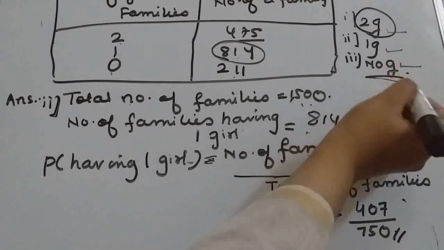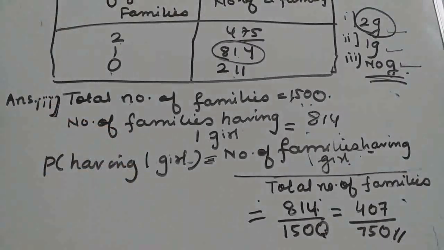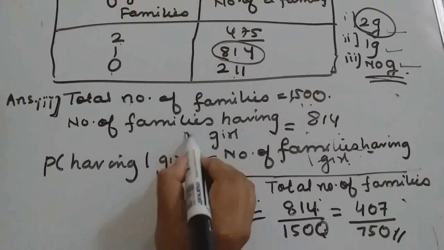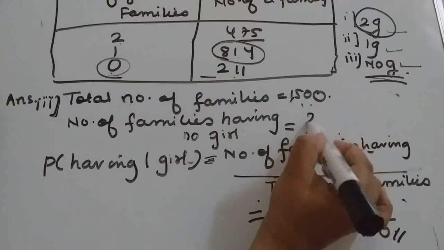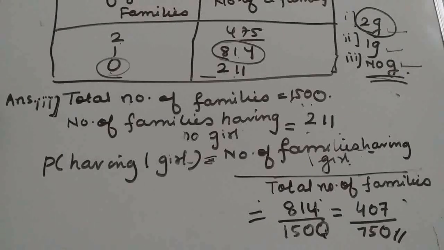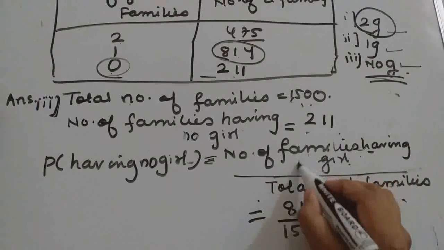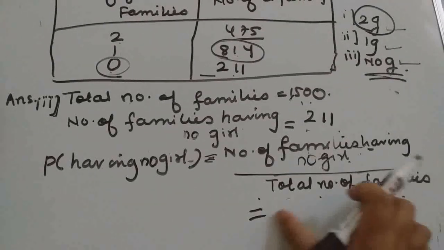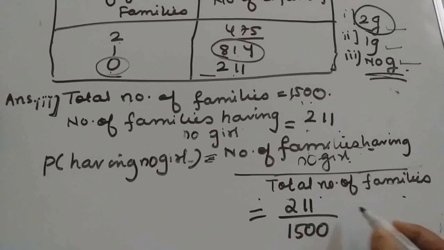Similarly, for the third part also we can find. For the third part, the total number of families will be the same, isn't it? But the number of families having no girl we can write. That is already given in the question. 0 girl means no girl. So 211. Then the probability of having no girl will be the number of families having no girl divided by total number of families. That will be 211 divided by 1,500. So this is the probability.